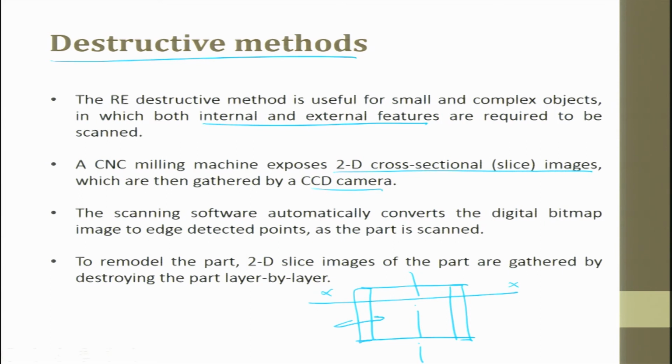a CCD camera. The scanning software automatically converts the digital bitmap image to edge detected points as the part is scanned. For remodeling of the part, 2D slice images of the part are gathered by destroying the part layer by layer, and you try to get the information.